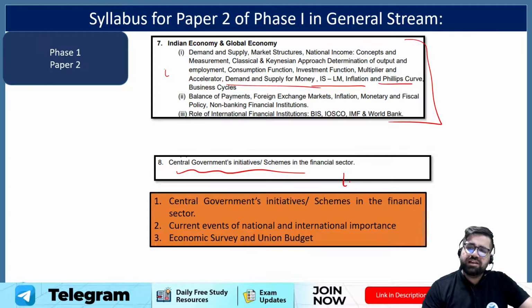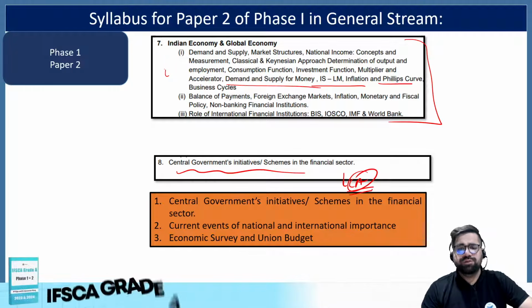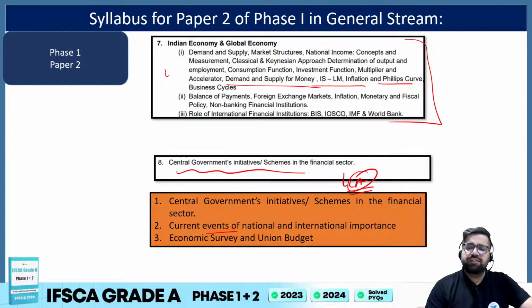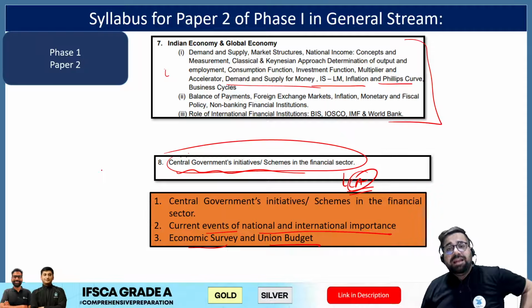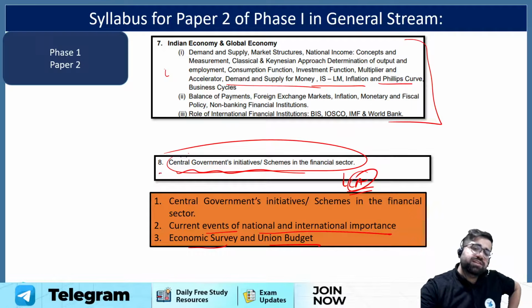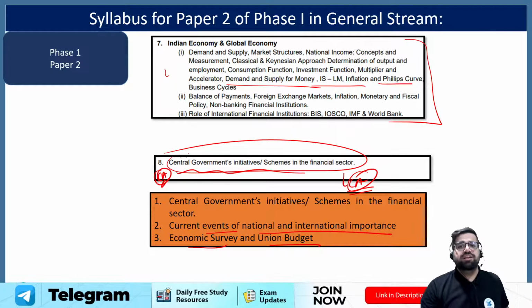Over here again, it's an extension of your current affairs only. So you have to cover current events of national and international importance. You have to cover the Economic Survey and Union Budget to cover this particular topic, which is central government initiatives and schemes in the financial sector. But mind you, this is just current affairs only. Okay, this is just current affairs, right?